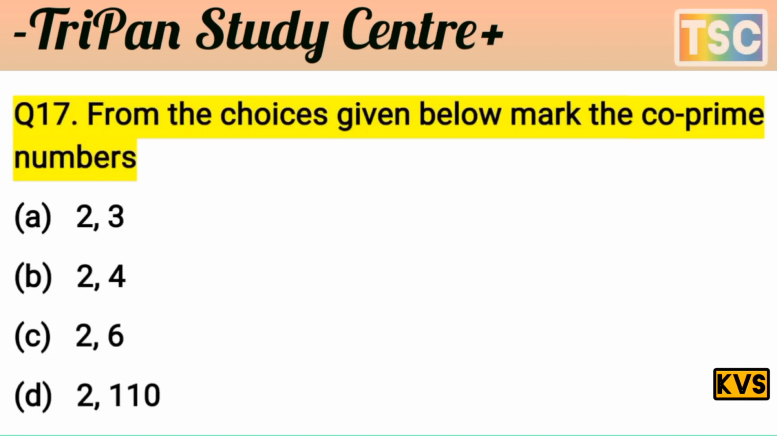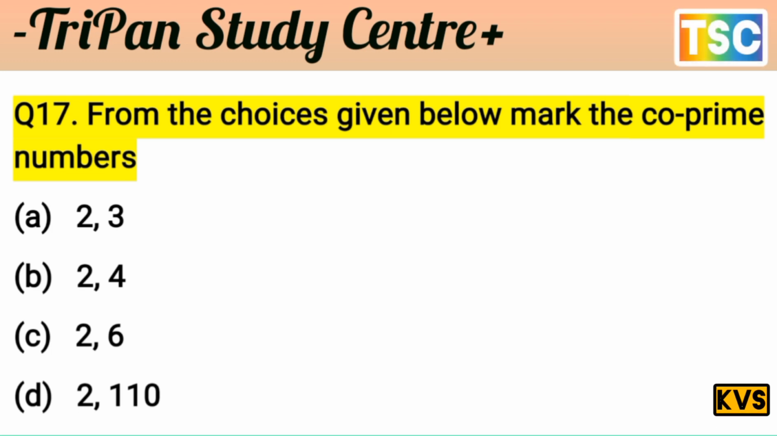Next question: from the choices given below, mark the co-prime numbers. That's a clear question. From the choices given below, mark the co-prime numbers. Option A is 2 and 3. B is 2 and 4. C is 2 and 6. And D is 2 and 110. That's important here.